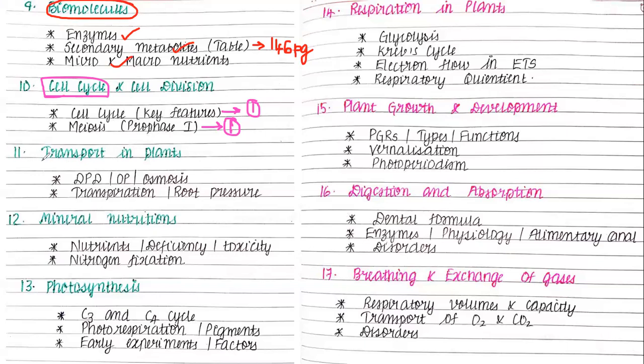Next, moving on to the plant physiology unit, very important, 14% weightage. Transport in plants: osmosis, plasmolysis, endosmosis, exosmosis. Then water potential, the water potential of pure water, DPD, OP, everything very important. Transpiration and root pressure, very important. Those are the topics you have to study from the chapter on transport in plants.